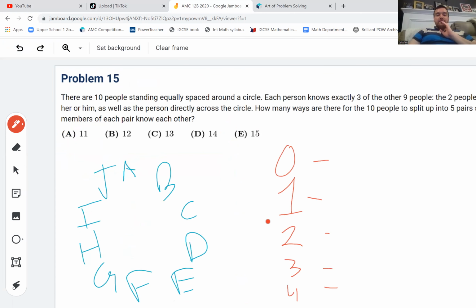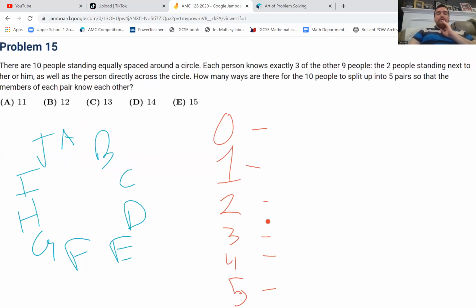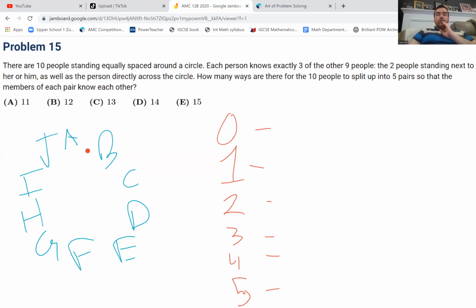The way I based this question was on how many of our pairs are going to be people who are across from each other. Another way to think of it is how many diameters we are going to make. If we think of this like a circle, this would be a diameter. So with AF being a diameter, then BC being a pair, DE being a pair, HG being a pair, and IJ being a pair. That's a 1 diameter case.